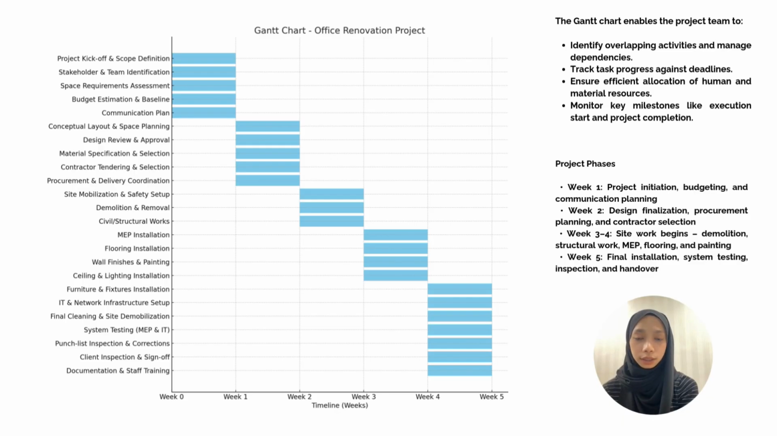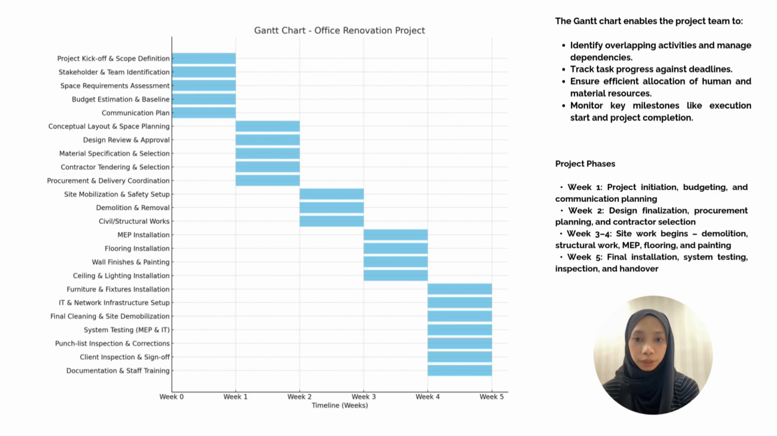The Gantt chart enables the project team to identify overlapping activities and manage dependencies, to track task progress against deadlines, to ensure efficient allocation of human and material resources, and to monitor key milestones like execution start and project completion.